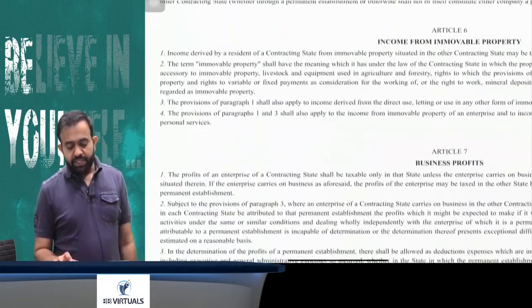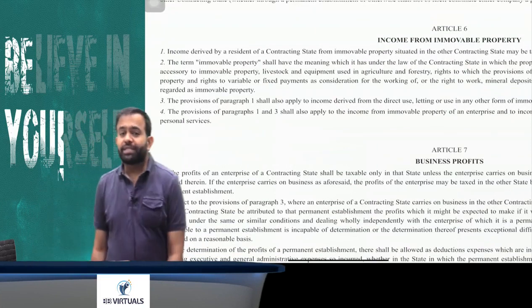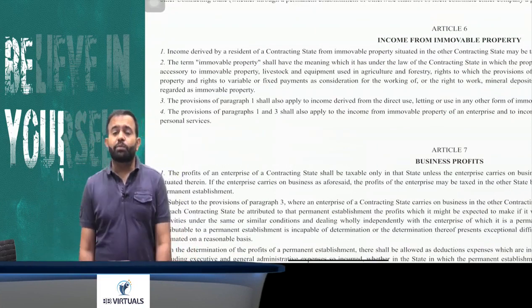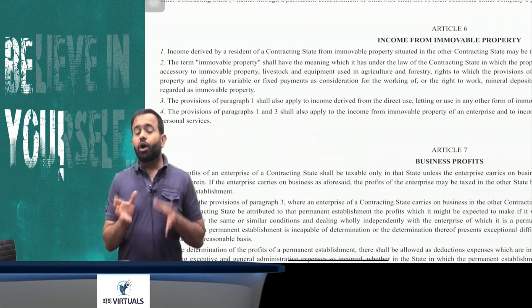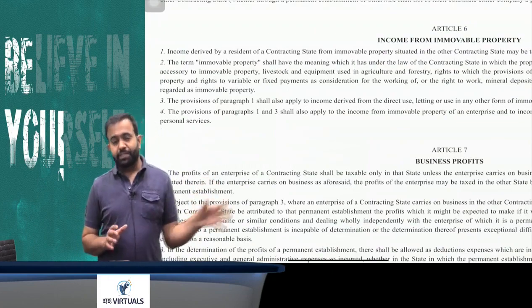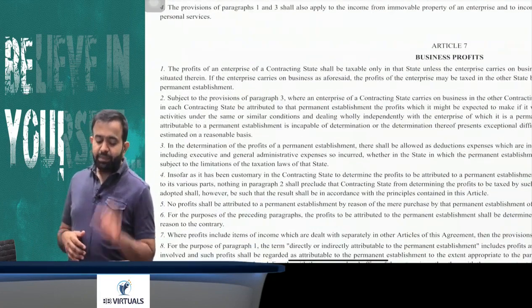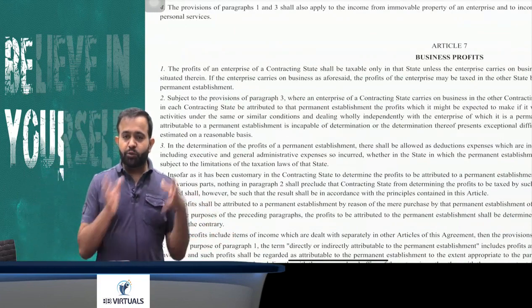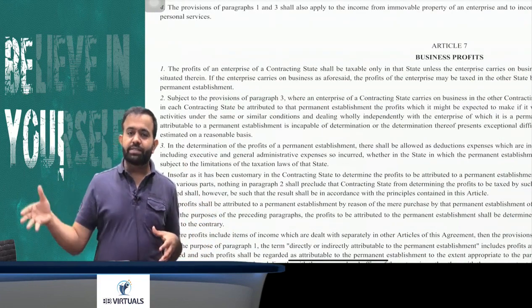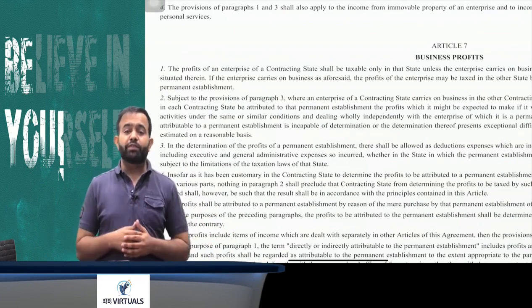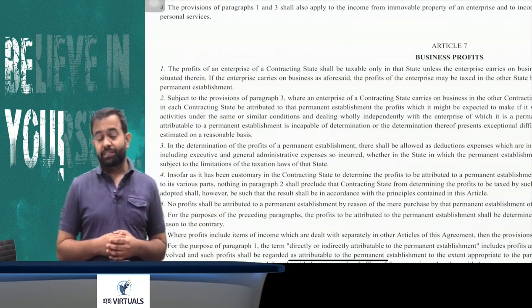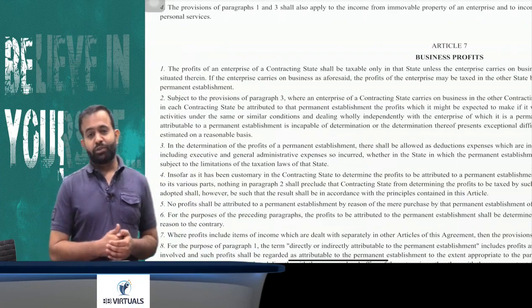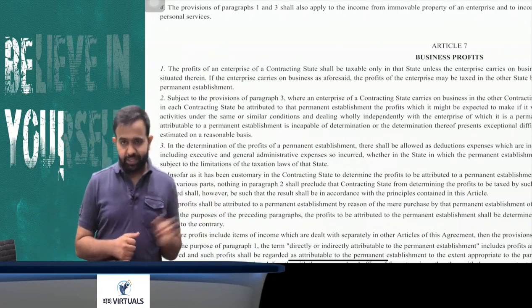After that, article number 6 is income from immovable property. Income from immovable property, that is called rental income. So how rental income is going to be taxed, that is given in article number 6. Article number 7 is about the PGBP income, how business income will be taxable. Suppose a resident of one country has business income in another country, then how business income will be calculated, how business income will be taxable, and which country will take the tax on the business income, that is given in article number 7.